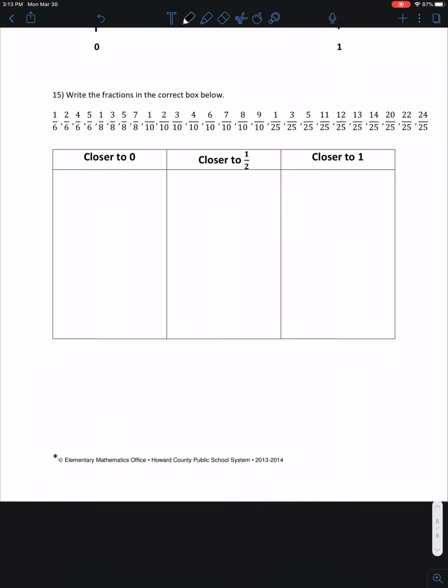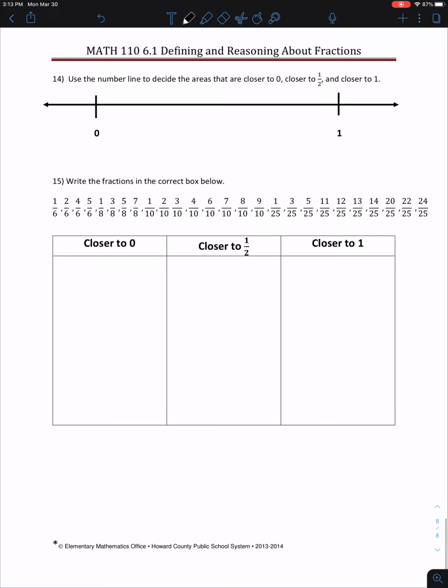And so finally, yes, last page. So this was the big package. There's a lot of stuff going on. So in this case, it's saying use the number line to decide the areas that are closer to 0, closer to 1/2, closer to 1.